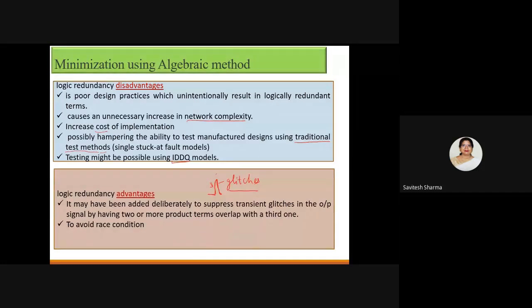Also, it will help you avoid the race condition. What is race condition? We will study it later. But these 2 points are the advantages of logic redundancy.